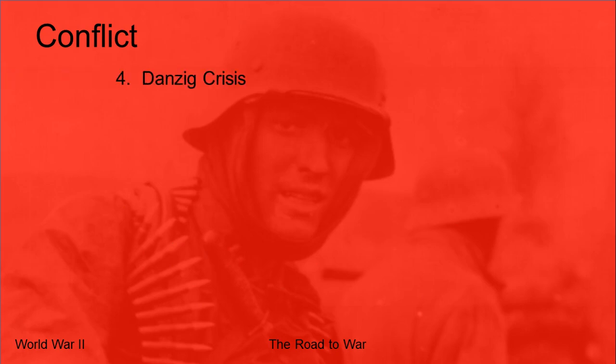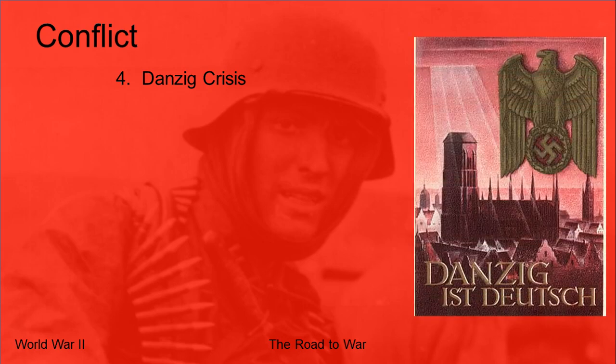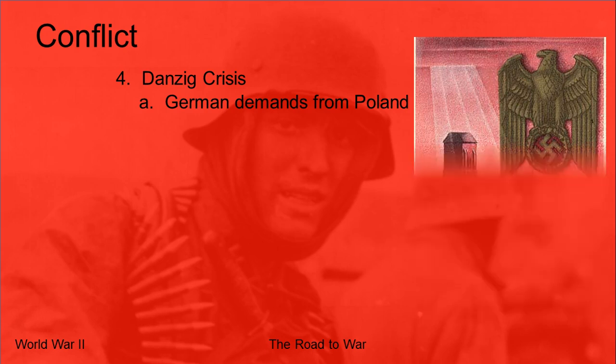Now later in 1939, there's going to be something called the Danzig crisis. Again, Hitler is looking this time at the city of Danzig, which is in Poland. And Hitler says, the city of Danzig is German. That's what that poster over there on the side says. Danzig ist Deutsch. He says Danzig is German. There are German people living there. It's a German city. I demand Danzig. Give it to me or I will go to war.